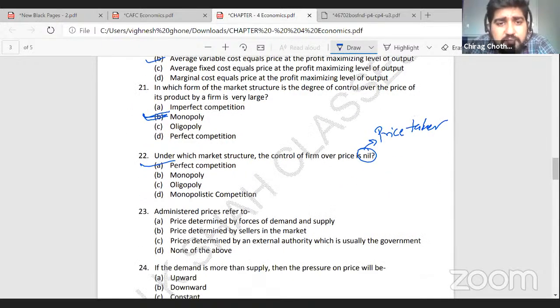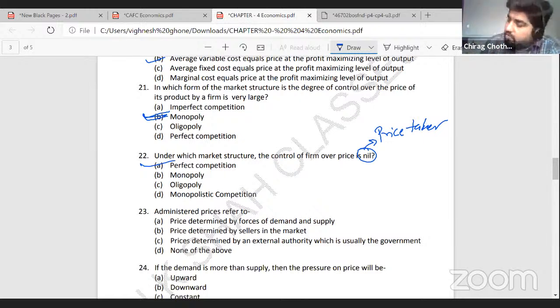Next one. What do you mean by administered price? What do you mean by the word administered? It means it is governed or controlled, right? What is market price? Market price is the price determined by the equilibrium of demand and supply. So whenever demand and supply determine the level of price, it will be called the equilibrium price or market price. However, if it is influenced by government, then it will be called administered price.